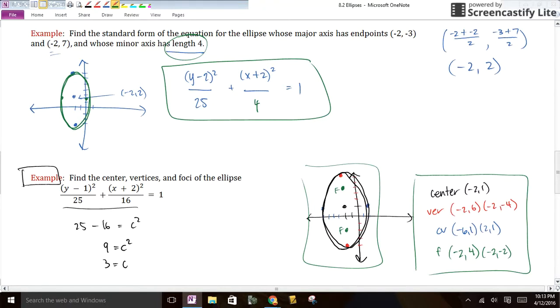Now, if you want the foci, we'll do the triangle thing. 25 minus 4 is root 21. So root 21 up and down, and that will get you the foci. So that's how nice this can be. And it's a little confusing, but a little practice, hopefully in class, will get you to feel good.